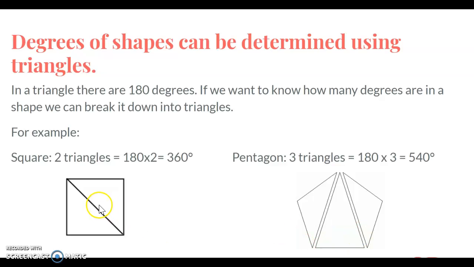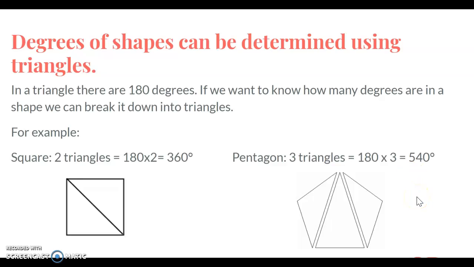If we look at the square, we can break it down into two triangles. We know a triangle has 180 degrees and we can multiply it by 2, equaling 360 degrees. So a square would have 360 total degrees. If we look at a pentagon, we can break it down into 3 triangles, which is 180 degrees times 3 equals 540.